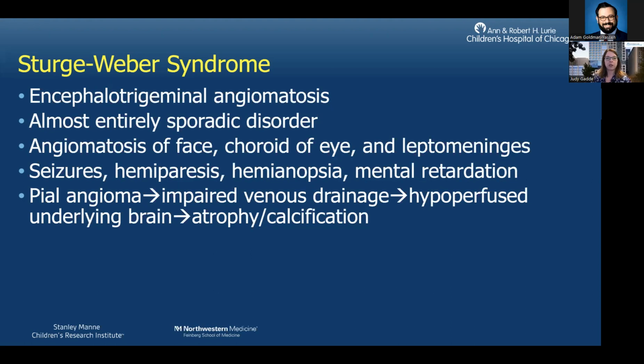So this is almost an entirely sporadic disorder. And again, based on the name, they end up getting angiomatosis of the face. So you'll think about that port wine stain that's usually in the V1 distribution.